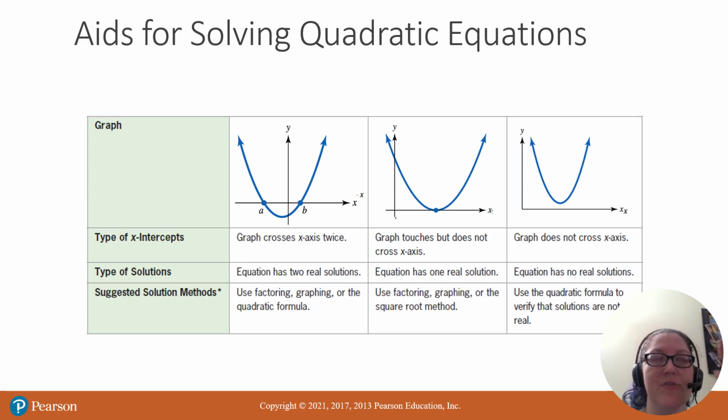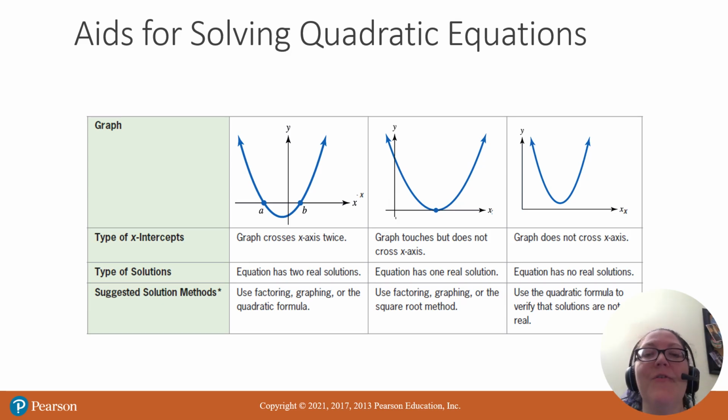Because remember, the discriminant is going to end up being 0, the square root of 0 is 0. So if I add and subtract 0, I'm still only left with the negative b over 2a. Like I said, that's the one solution. And again, I would suggest maybe using factoring, graphing, or even just the square root method. You'll notice I'm not suggesting the quadratic formula. The quadratic formula will still work here, but it might be a little bit easier to deal with the square root method instead.